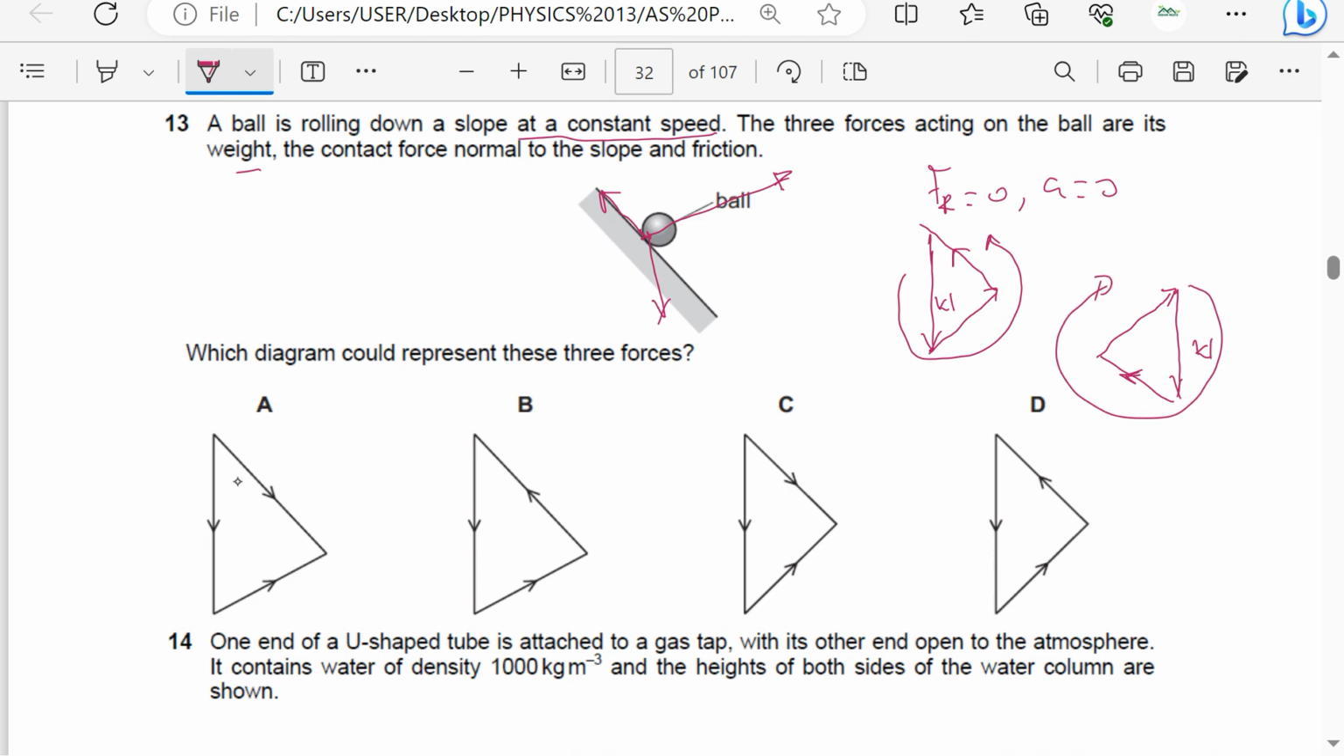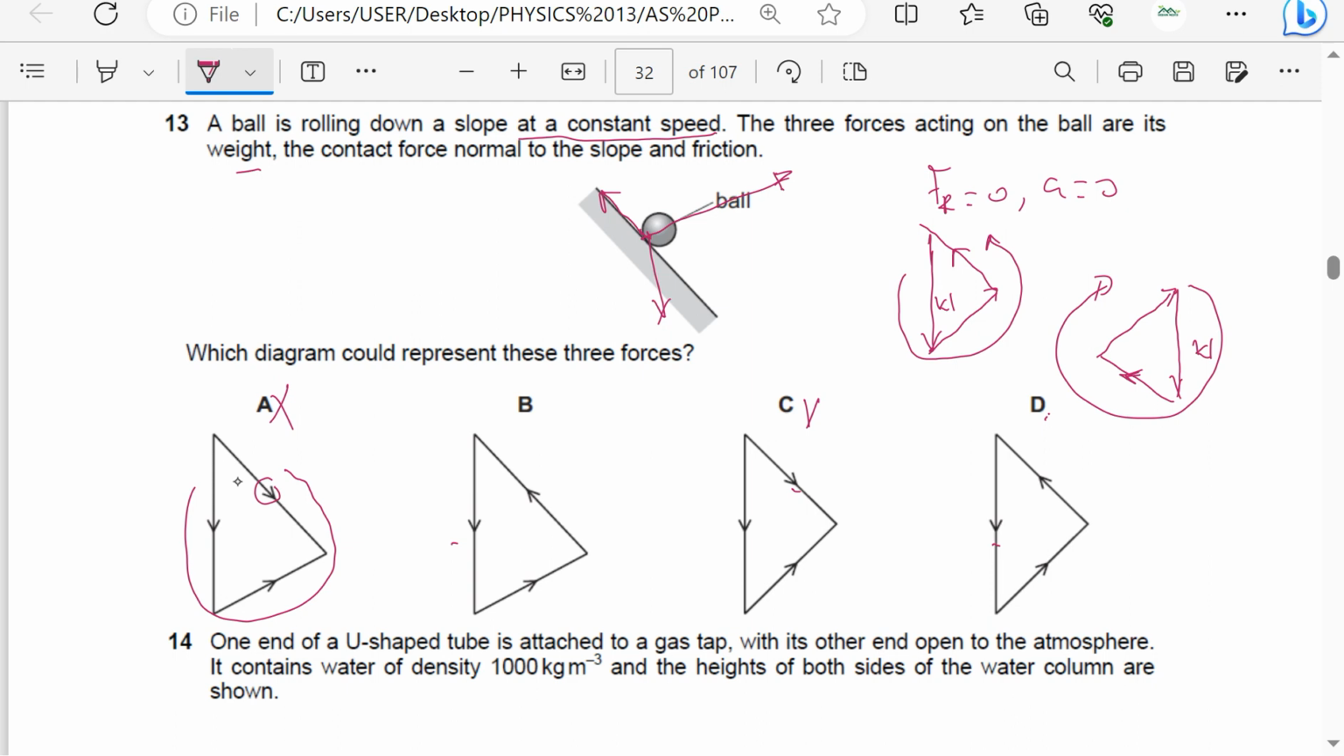So let's check. First of all, we see which ones form closed triangles. When I move like this, the triangle is not closed because this is the other way around. That is wrong. If I move like this, it is closed. If I move like this, it is not closed because this is the other way around. If I move like this, it is closed. So we look at D and B. Now we check the directions. The weight is vertical downwards. That's number one.